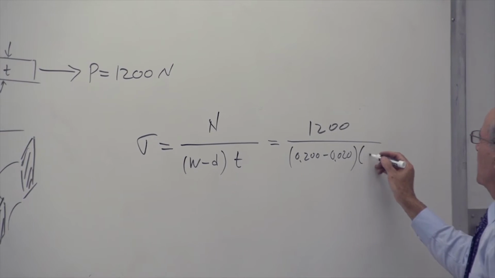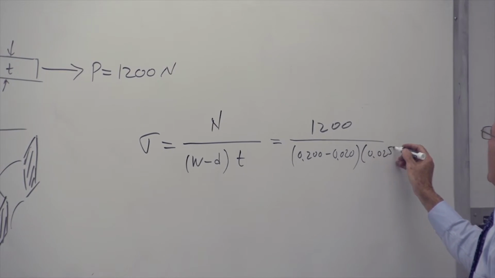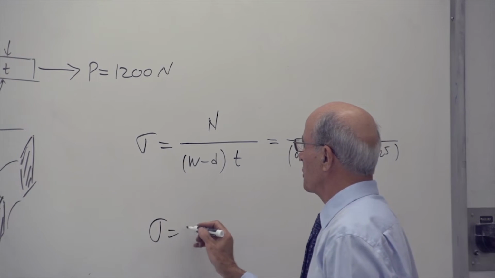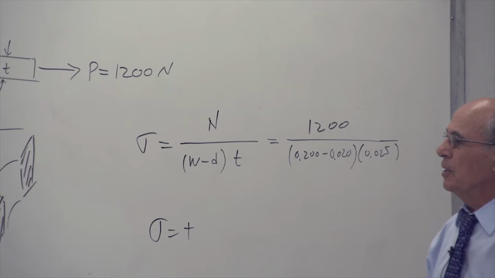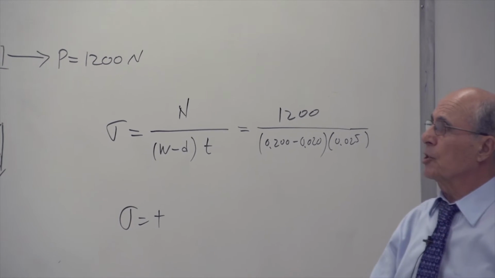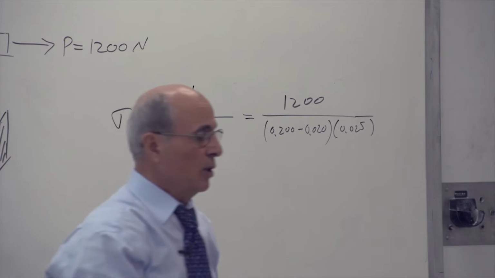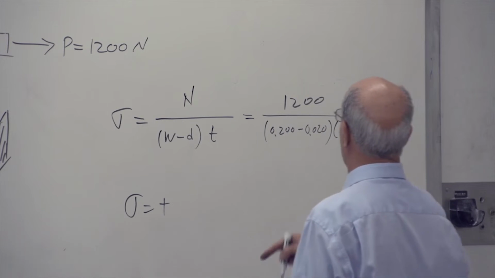Multiplied by thickness. Thickness was 0.025, so we had that. When you calculate this sigma, it is still plus because it is still in tension. Of course, it is weaker in that cross section. Here is a solid cross section. Here is a hole in it. So therefore, the sigma becomes larger.